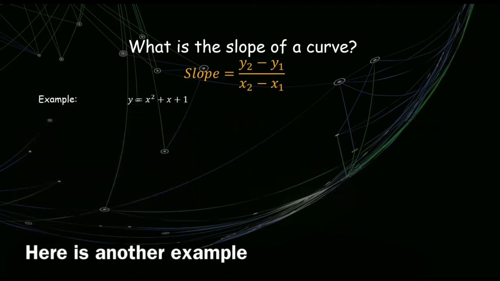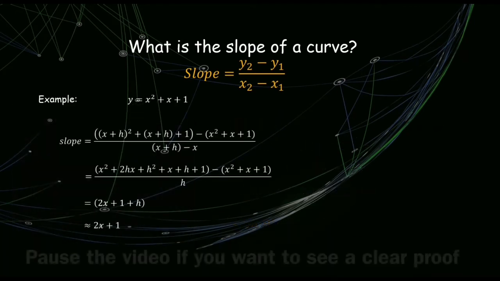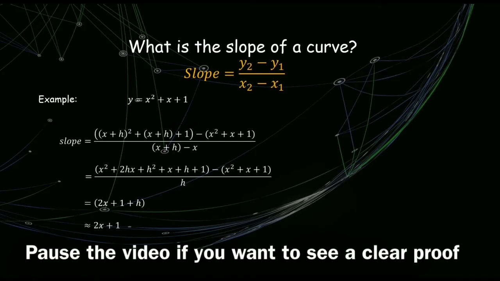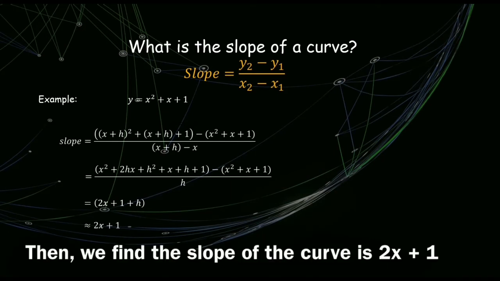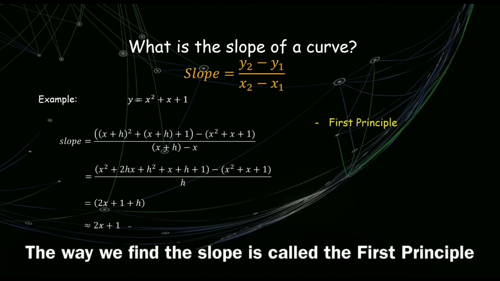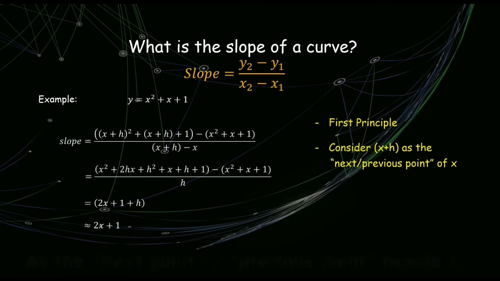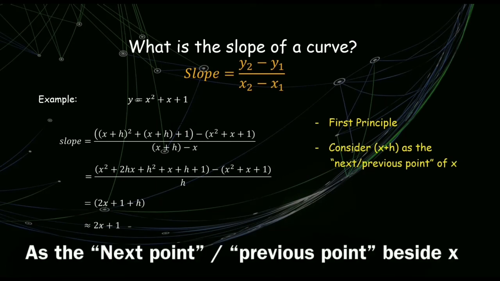Here is another example, y equals x squared plus x plus 1. Pause the video if you want to see a clear proof. Then we find the slope of the curve is 2x plus 1. The way we find the slope is called the first principle. In our mind, we can consider x plus h as the next point or the previous point beside x.